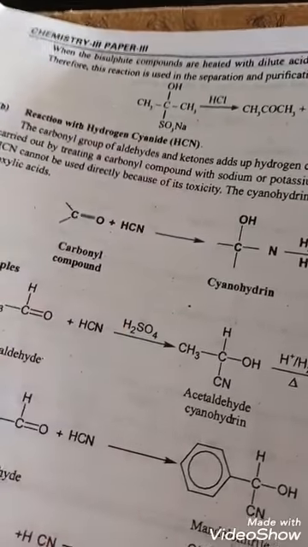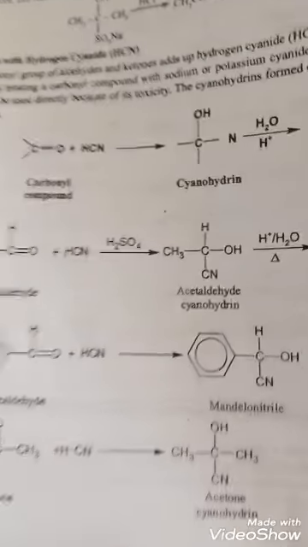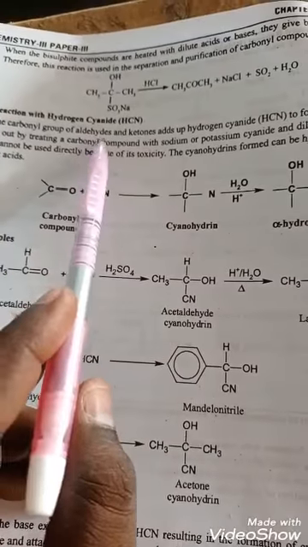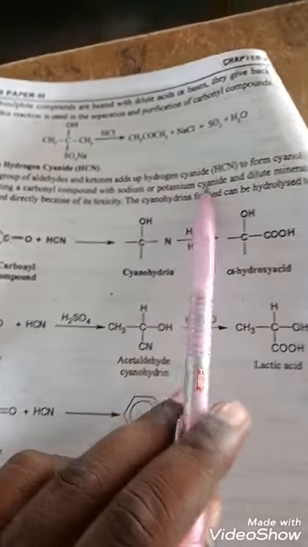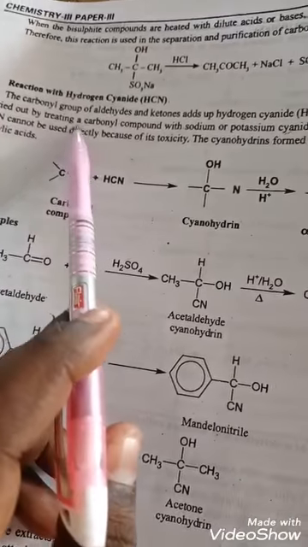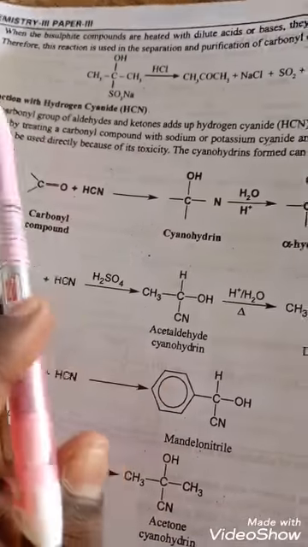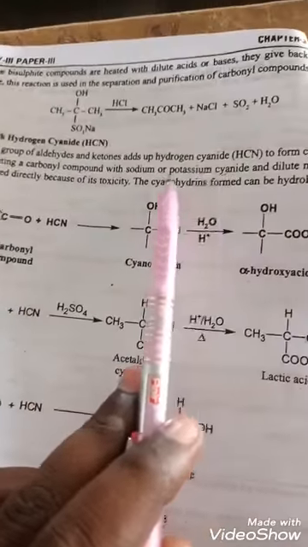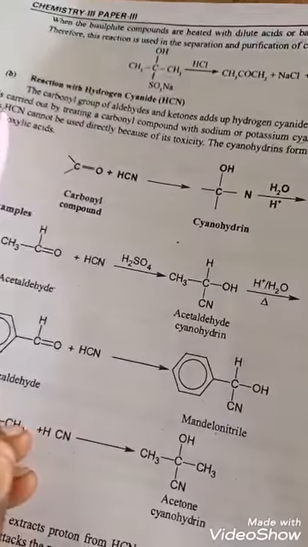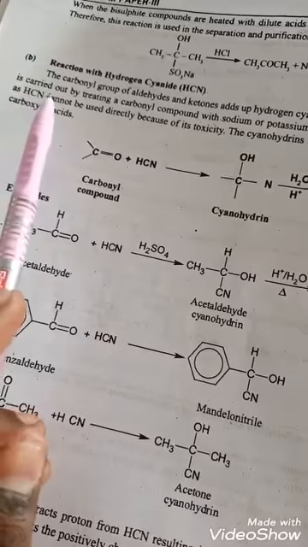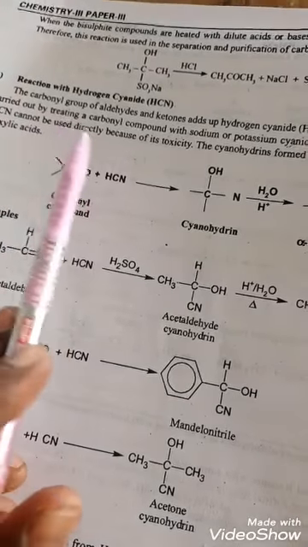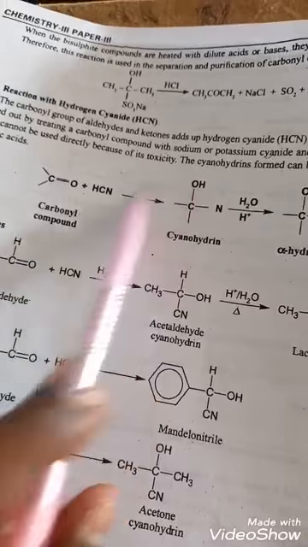Okay, students, this reaction is with hydrogen cyanide. Hydrogen cyanide means HCN. So in this hydrogen cyanide, the carbonyl group of aldehydes and ketones adds hydrogen cyanide to form cyanohydrin. The formation of cyanohydrin is carried out by treating a carbonyl compound with sodium or potassium cyanide and a dilute mineral acid. HCN cannot be used directly because of its toxicity.